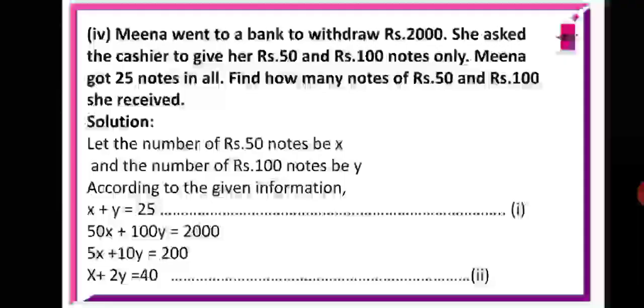Meena went to a bank to withdraw 2000 rupees. She asked the cashier to give her only 50 and 100 rupees notes. Meena got 25 notes in all. Find how many notes of 50 and how many notes of 100 she received.